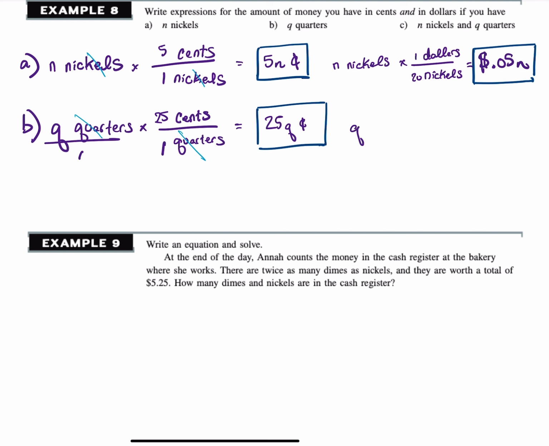And then we have Q quarters. We want to convert to dollars, so quarters are on the bottom, dollars are on top. And there's 4 quarters in $1. So 1 divided by 4 is 0.25, so we can say 0.25 Q.